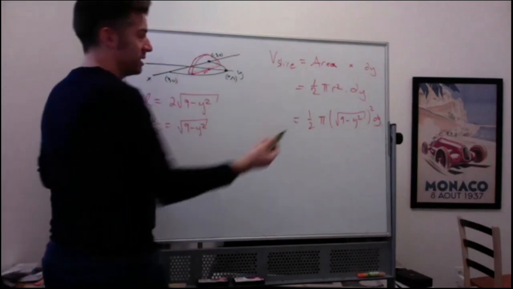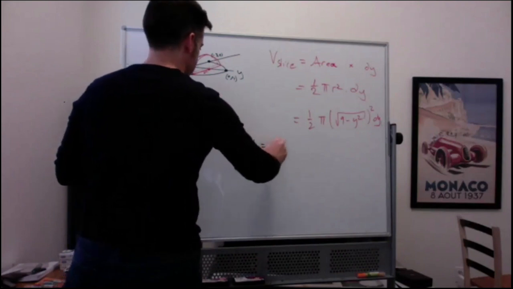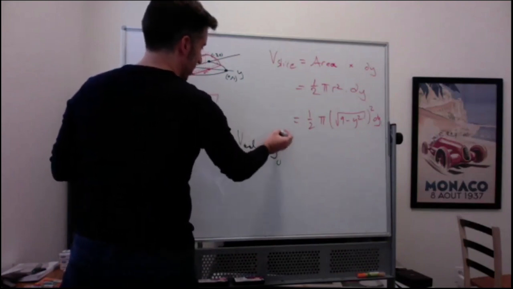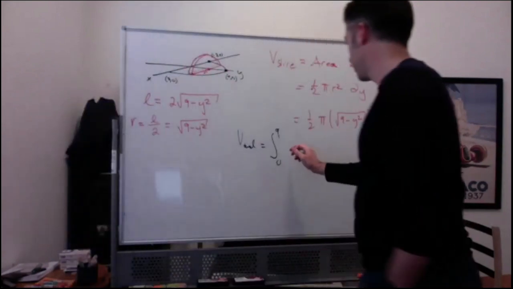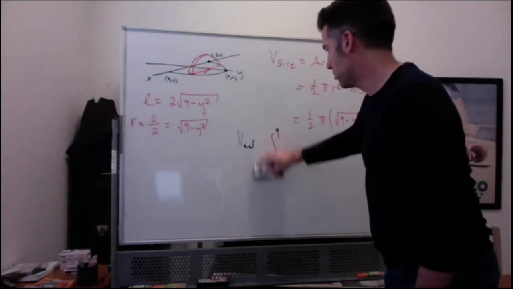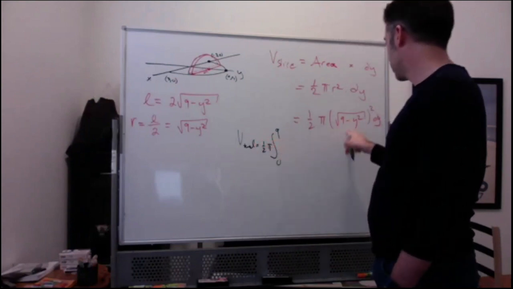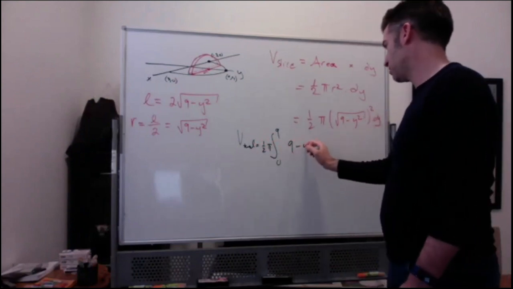We add up all the slices, what I should really say, to get the total volume as the integral still from 0 to 9 of, I'm going to put the 1/2 pi out in the front because why not? That squared is just 9 minus y squared.